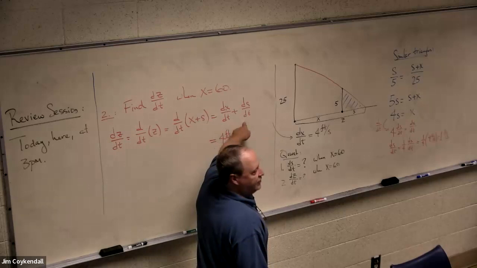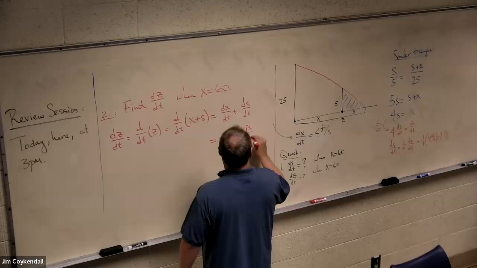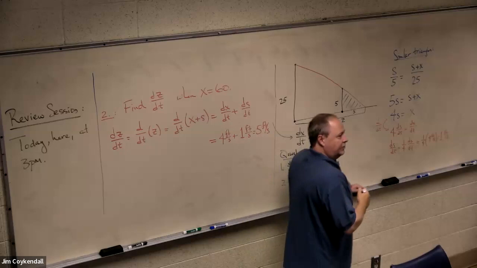What was the ds/dt? We found that in part one. 1 foot per second. So the shadow was cruising down the sidewalk at 5 feet per second.